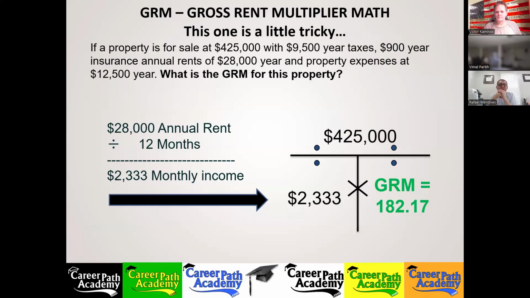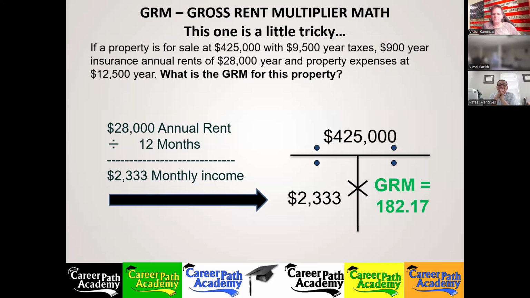tell me, what does it mean for me? 182.17, it's just a number used to compare two properties. So we calculated that this property got a GRM of 182.17. It goes for 425,000 and the gross monthly income is 2333.